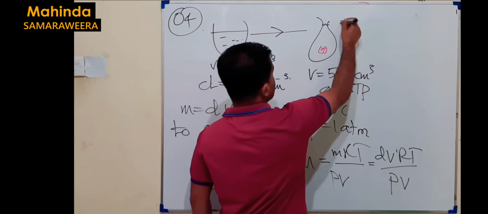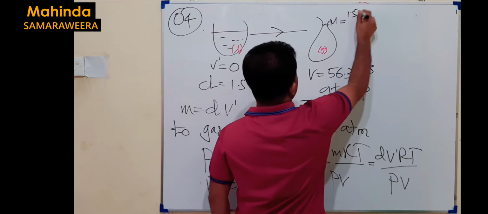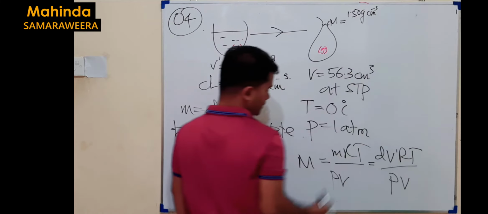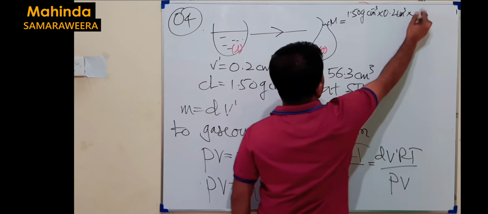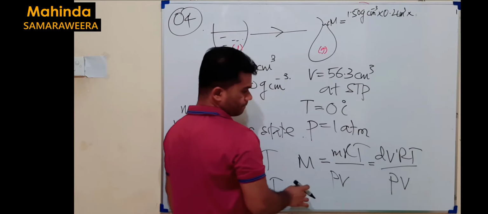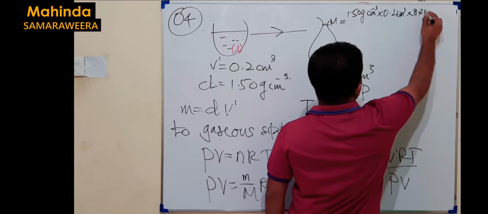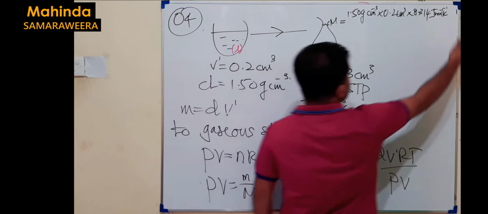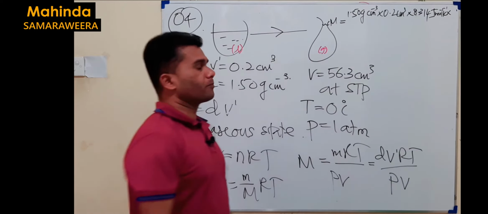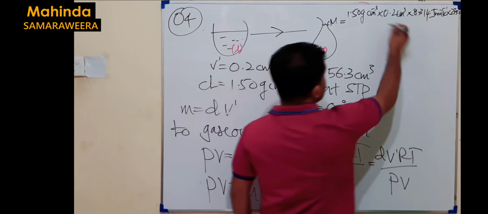Then the molar mass of the liquid is equal to density, 1.50 grams per cubic centimeter, times the volume of the liquid, 0.2 cubic centimeter. Then R is the universal gas constant. You can keep it in SI unit, 8.314 joules per mole per Kelvin. And finally temperature. I told you standard temperature is 0 Celsius. In Kelvin it should be 273 Kelvin, divided by PV.